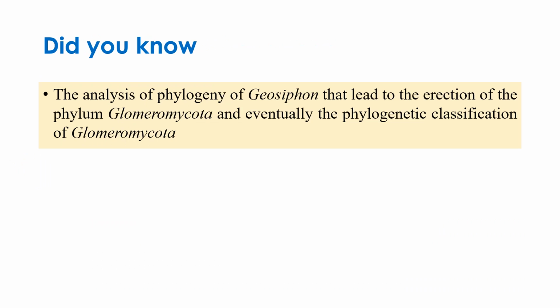Coming to Glomeromycota, it was actually created for a reason, just because of Geosiphon. The phylogenetic analysis of Geosiphon led to the creation of Glomeromycota. By seeing this, the scientists observed vesicles or bladder-like structures. Before that, it probably came under Zygomycota. A couple of fungi were placed under Zygomycota, and a couple of things were under Chytridiomycota, maybe, I'm not sure. By seeing this Geosiphon, they created a new phylum or new group of fungi called Glomeromycota, which eventually led to a new phylogenetic classification.